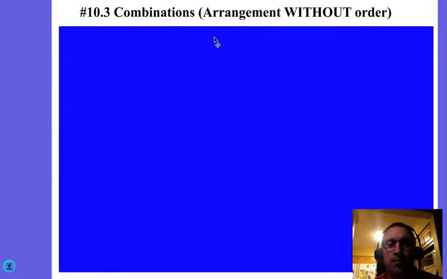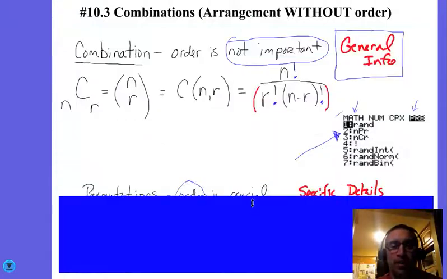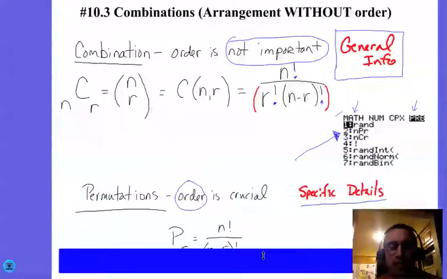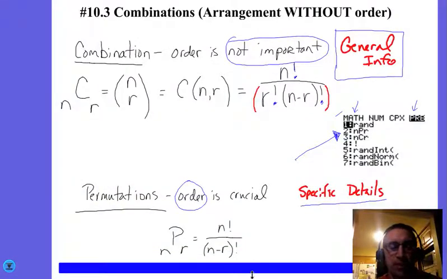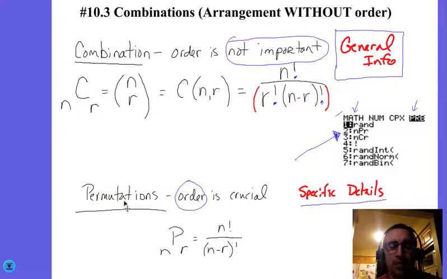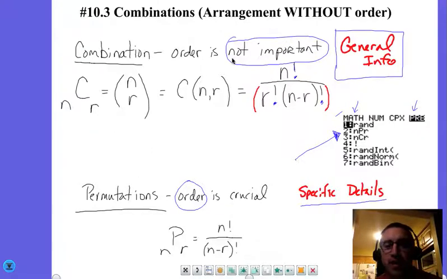So, we're going to start with section 10.3, combinations. A combination is going to be a little bit different than what we did yesterday, which was permutation. The key is going to be to figure out when you're arranging, a combination is arrangement without order, whereas yesterday the permutation had order. There are two different formulas, two different notations.